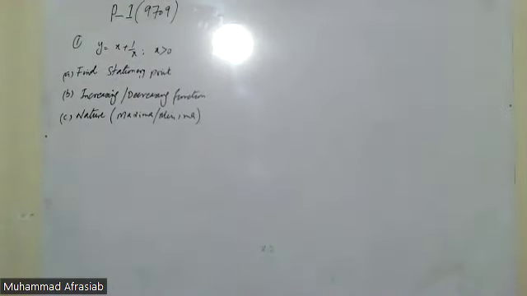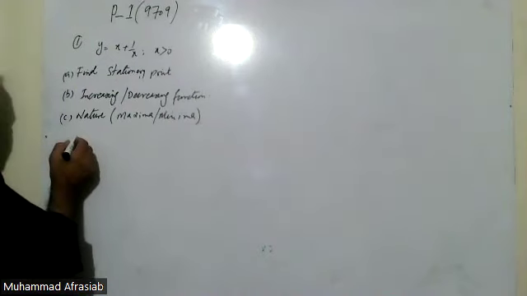Now the curve y is equal to x plus 1 over x, for which x is greater than 0. First, find the stationary point of this curve. Second, find whether the curve is an increasing or decreasing function. And third, find the nature, maxima or minima, of this curve.